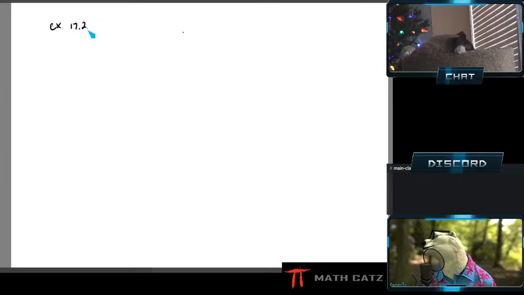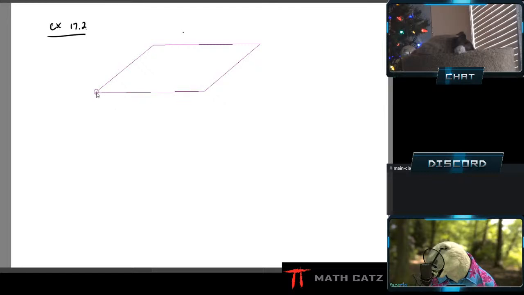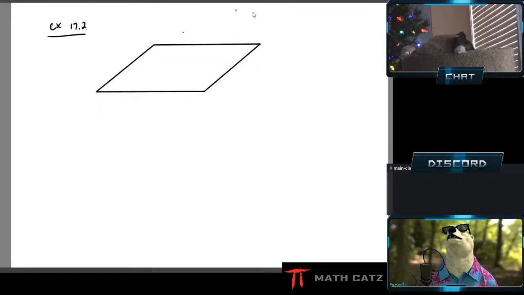Exercise 17.2. It's going to be a parallelogram. Just fill it in the book. I'm not sure why it doesn't show. It doesn't like the picture format or something. Who knows? Parallelogram.